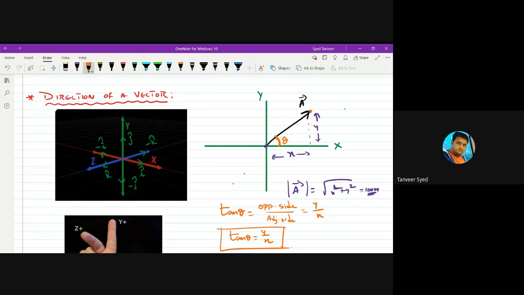If I give the value of this angle theta, then you can reach the direction, and we can represent any direction using this angle theta. Theta can be 1 degree, 2 degree, 30 degree, 50 degree, 90 degree, 180 degree, 270 degree. I can give any direction in this plane. So these are two things regarding vectors, magnitude and direction.